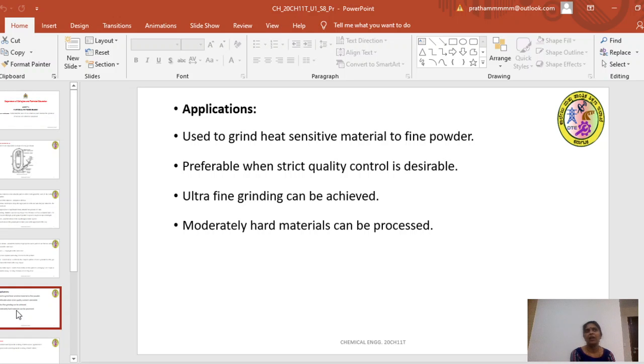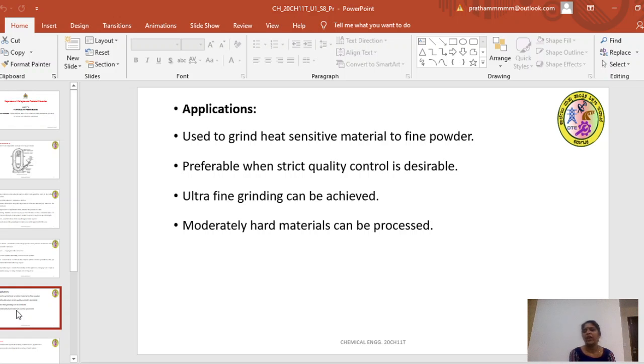ಆಮೇಲೆ ಬೇರೆ ಫಾರ್ಮಸ್ಯೂಟಿಕಲ್ಸ್ ಅಲ್ಲಾಗಲಿ ಅಥವಾ ಬೇರೆ ಎನಿ ಇಂಡಸ್ಟ್ರೀಸ್ ಅಲ್ಲಾಗಲಿ ಇಷ್ಟೇ ಫೈನ್ ಪೌಡರ್ ಬೇಕು ಅಂತ ಒಂದು ಮೆಟೀರಿಯಲ್ ಫಾರ್ಮ್ ಆಗೋಕ್ಕೆ ಫೈನ್ ಪೌಡರ್ ಬೇಕಾಗಿರುತ್ತೆ. And the quality of the product also becomes very important there. So this fluid energy mill is being used preferably when strict quality control is desirable. So there we are using the fluid energy mill.